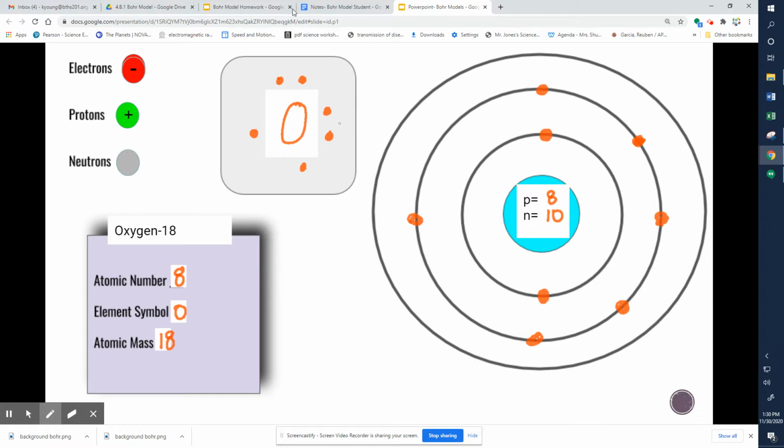All right, if you guys have any questions, please let me know. There is homework where you're essentially doing a page just like this. So you'll drag and drop the electrons where they belong. You'll write protons and neutrons in there, figure out the atomic number, symbol, and mass, and you'll draw the Lewis dot structure here. You guys have any questions or comments, let me know if I can help you in any way. Have a great day.